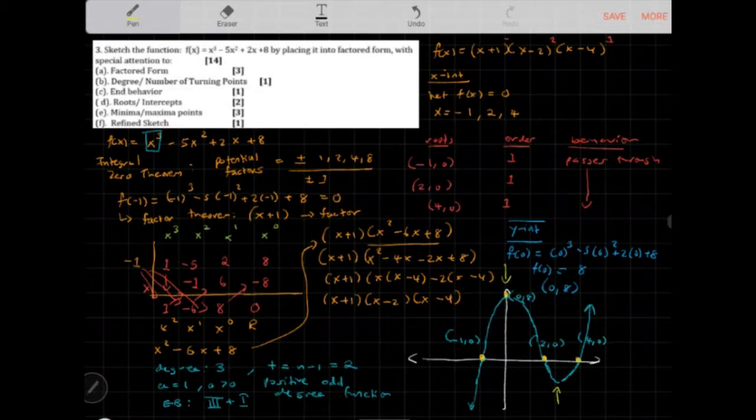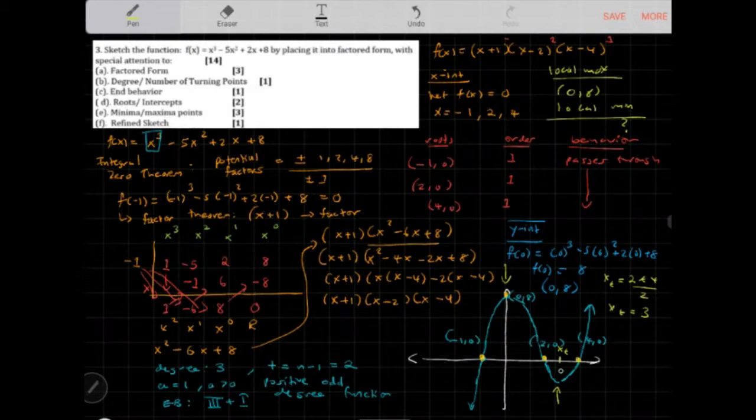Now because this is an odd degree function, we can only expect local maximum and minimum points, right? So there's a local maximum at 0 and 8. Okay, I'll write that here, local max at 0 and 8, and there is a local minimum, but we don't really know where the local minimum is, right? But we can understand that it's the midpoint of the 2 and the 4. So let's call this the x value of the turning point. The x value of the turning point is 2 plus 4 divided by 2, which is basically 3.